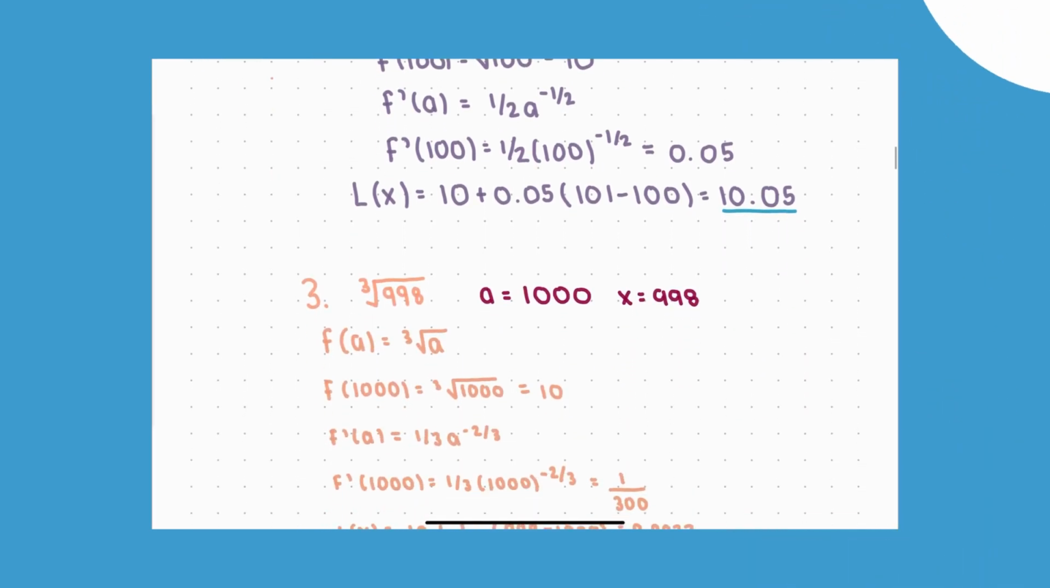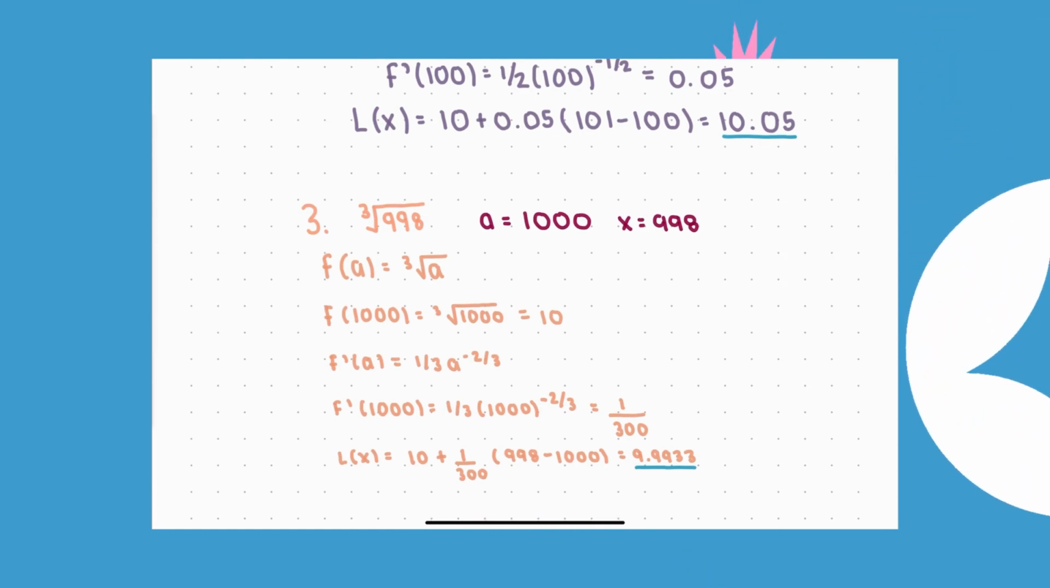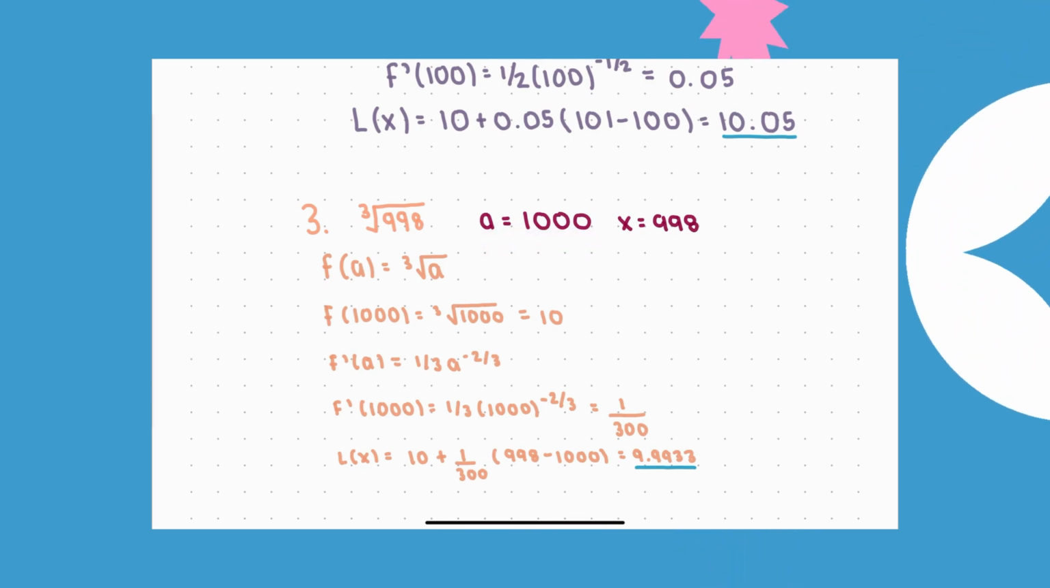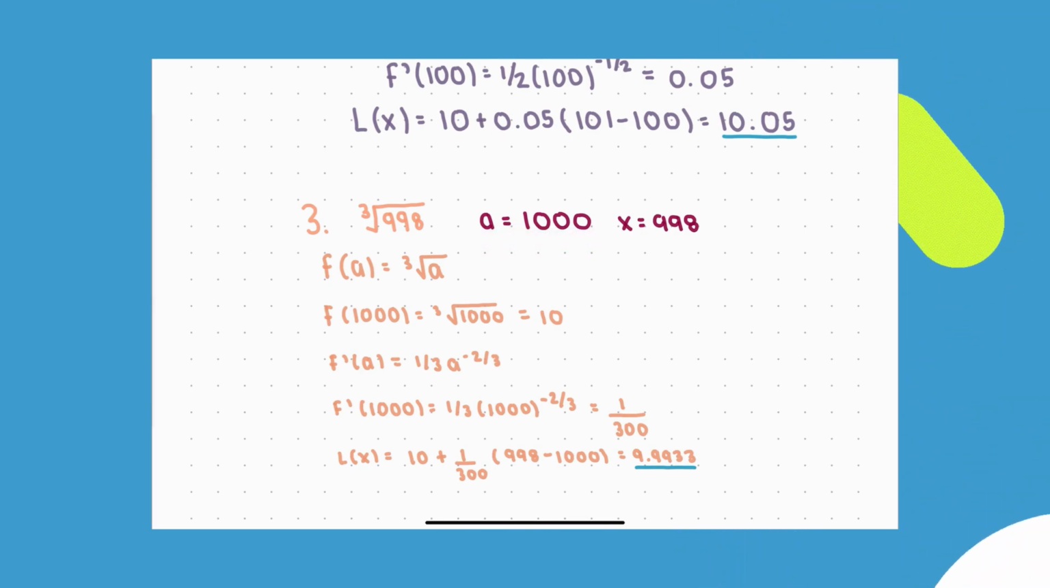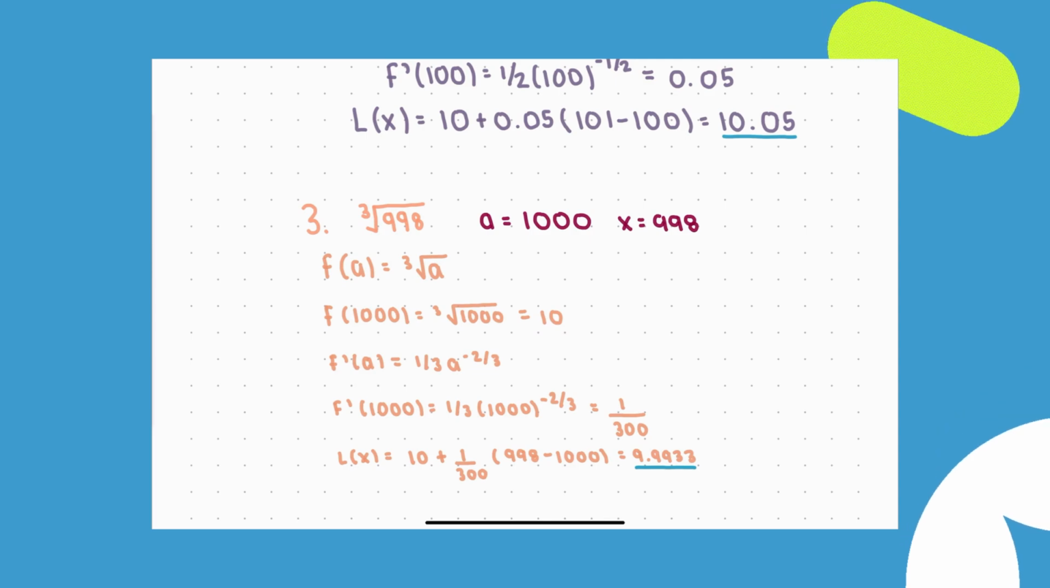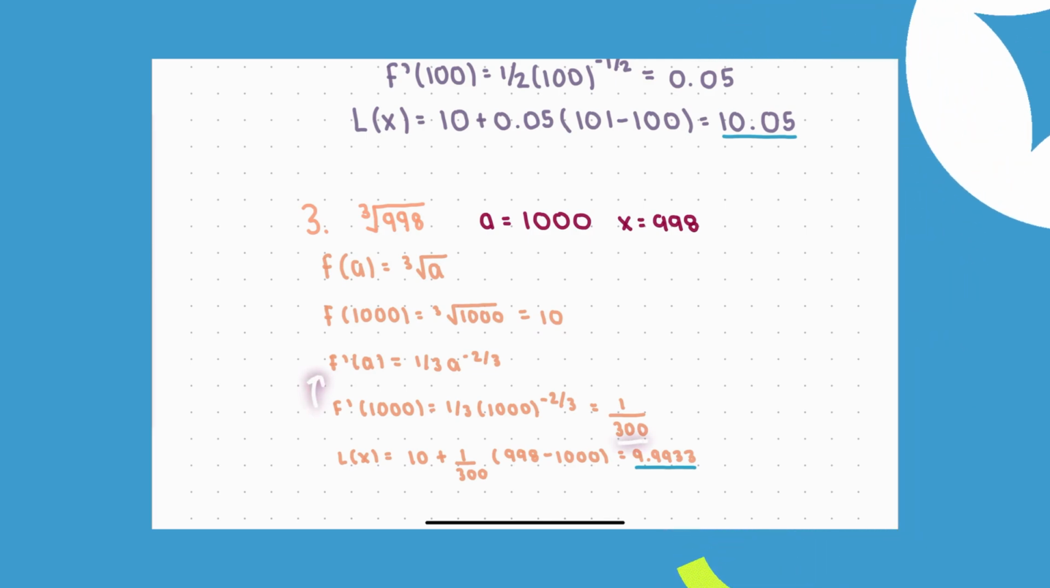Next, we're asked to find the cube root of 998. The closest perfect cube to 998 is 1000, which we will make our a. So first, we're going to find f of a, which is the cube root of a. The cube root of 1000 is equal to 10. Next, we're going to find the derivative of f of a, which is 1/3 times a to the negative 2/3. When we plug 1000 into the derivative equation, we get 1 over 300.